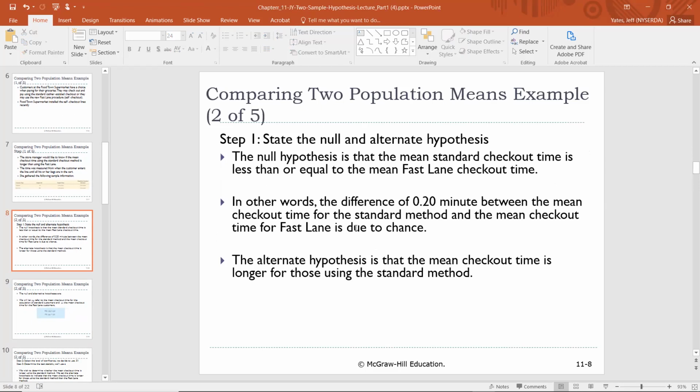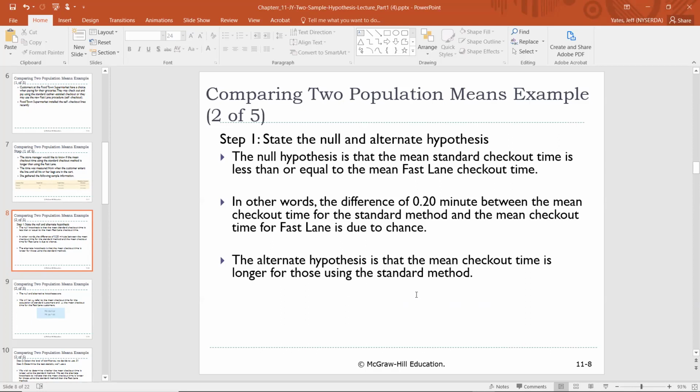So what we're looking for is, in other words, whether the difference of 0.20 minutes between the mean checkout time from the standard method and the mean checkout time of the fast lane is due to chance. All right, so we're really trying to test to see if that thing doesn't really have any value. Now, we might want to do more than this testing, but we definitely want to test it. We want to be proven that there is a difference here. So the alternate hypothesis is the mean checkout time is longer for those who use the standard method.